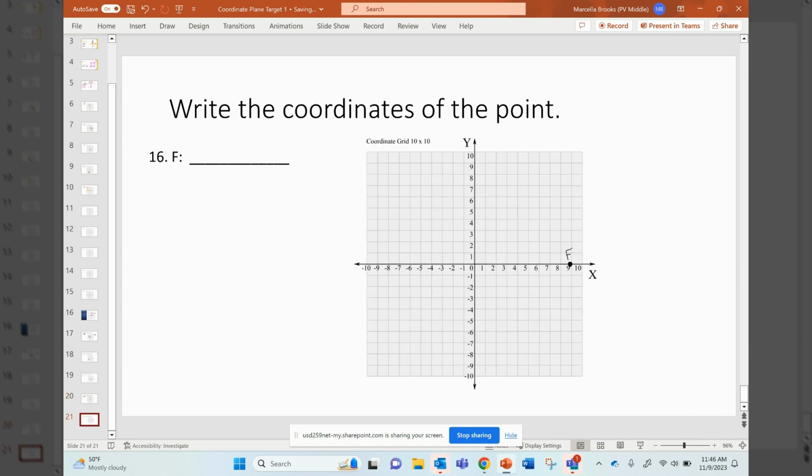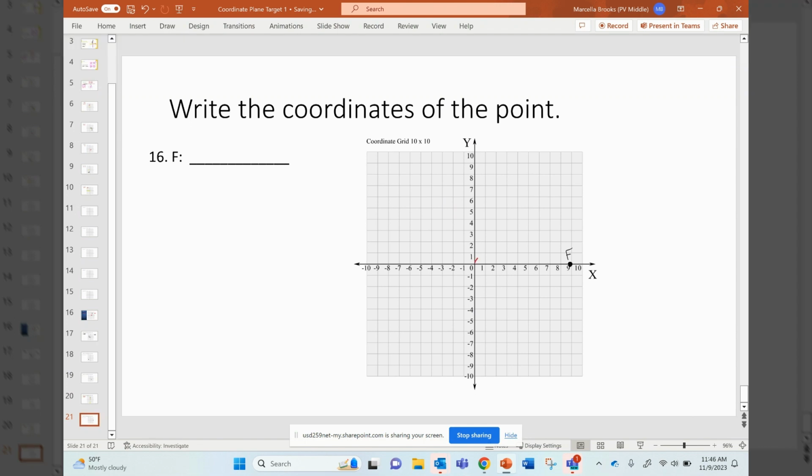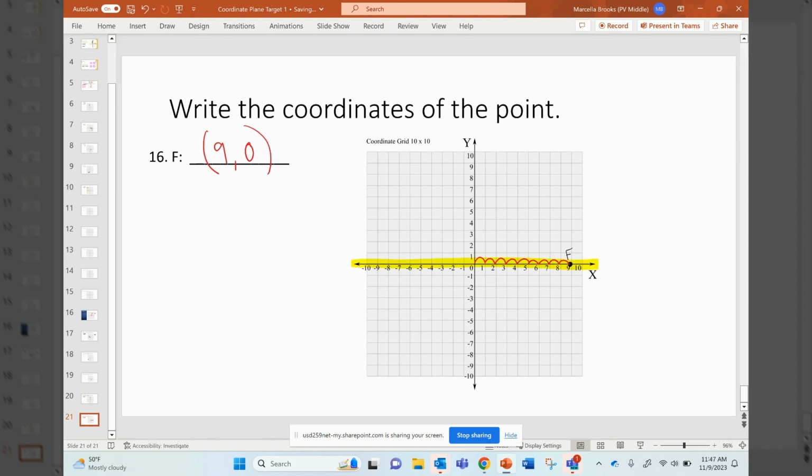And then the next one has the opposite problem. We moved right, but then we didn't move up or down. So we moved right 1, 2, 3, 4, 5, 6, 7, 8, 9. So our first number is 9. And did we move up or down after that? No, we did not. So it's 0. So if 0 is your y coordinate, that means your point is going to be on the x-axis. All right, so try and finish up the rest of these on your own, and good luck.